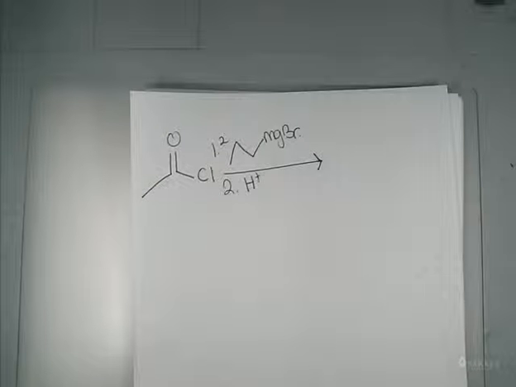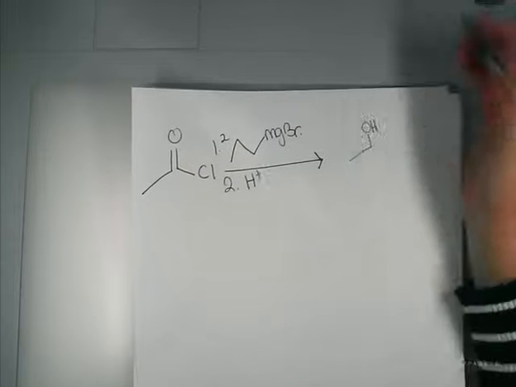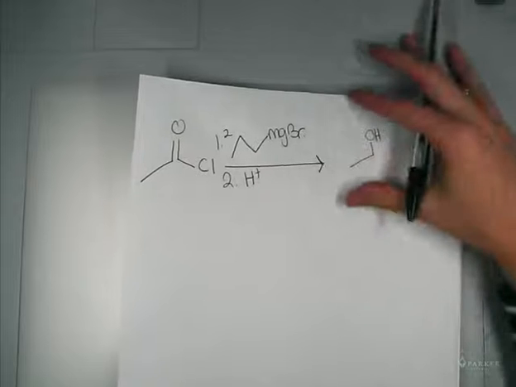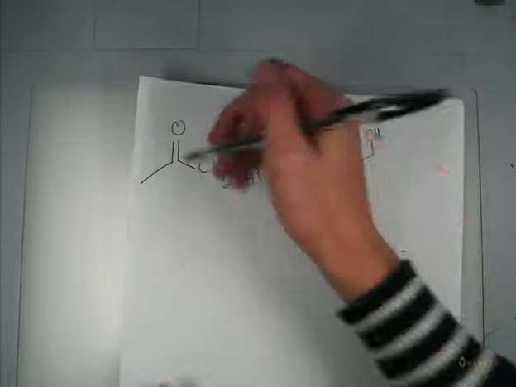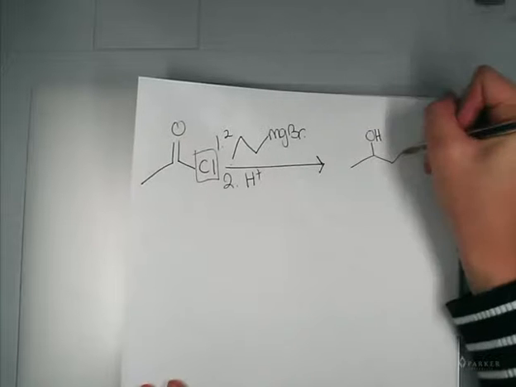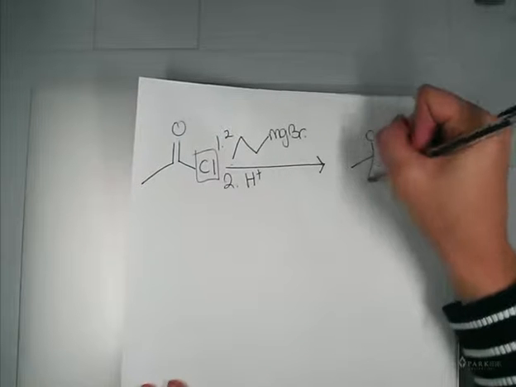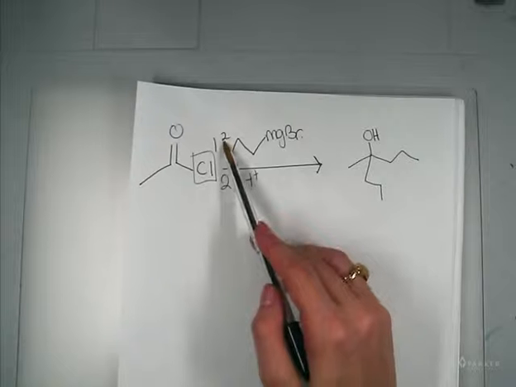So what happens to the carbonyl oxygen? Turns into an OH. And what are we adding to that carbonyl carbon? Carbon groups, how many? Two. So what's my leaving group on here? Chlorine. So chlorine leaving group. So I'm adding one, two, three carbons. And you'll always recognize this one because it'll have a two there.